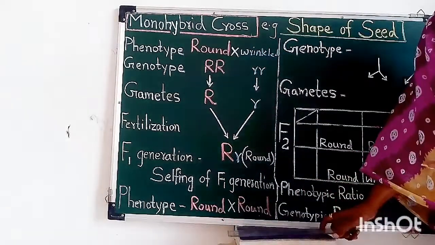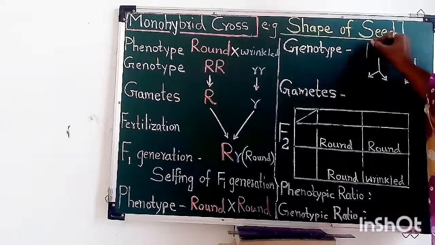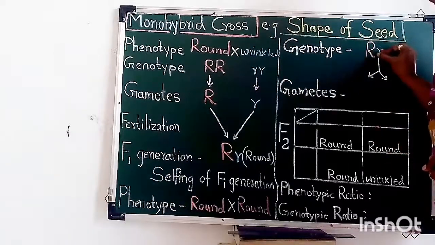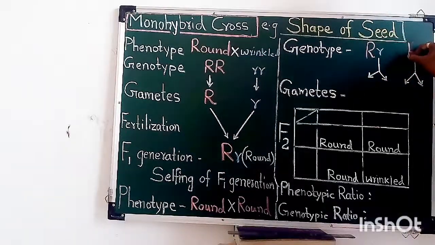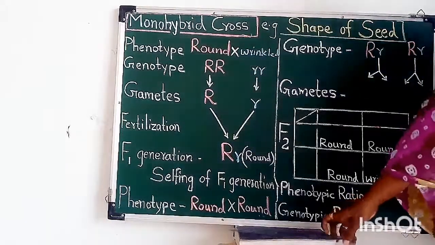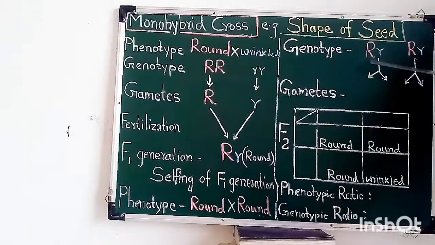Now their genotype will be, the genotype for the male parent will be capital R and small r. Now the genotype for the female parent will also be the same, that is capital R and small r. So these were the phenotypes, that is round shape of seed, and their genotype will be capital R small r for the male parent, capital R small r for the female parent also. Now the next step will be gamete formation.